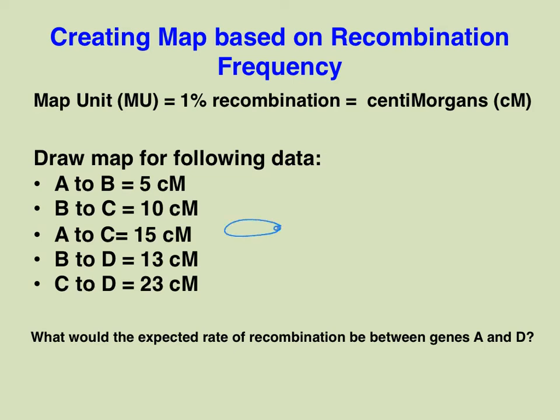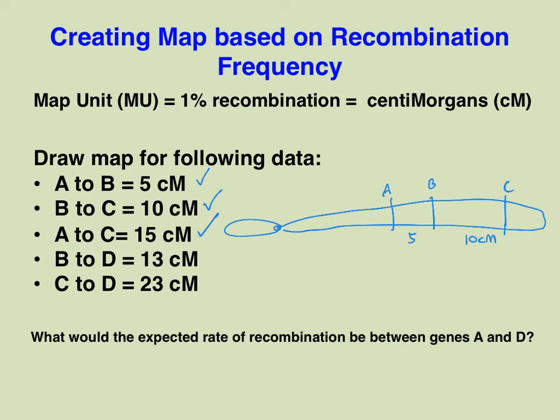I'm going to redraw our original chromosome with A, B, and C being 5 and 10 centimorgans apart. So all of this data is already included on our map. Now we have to add in a fourth gene, gene D. Consider this data and where we should put gene D on the map. Pause the video and let's come up with an answer.